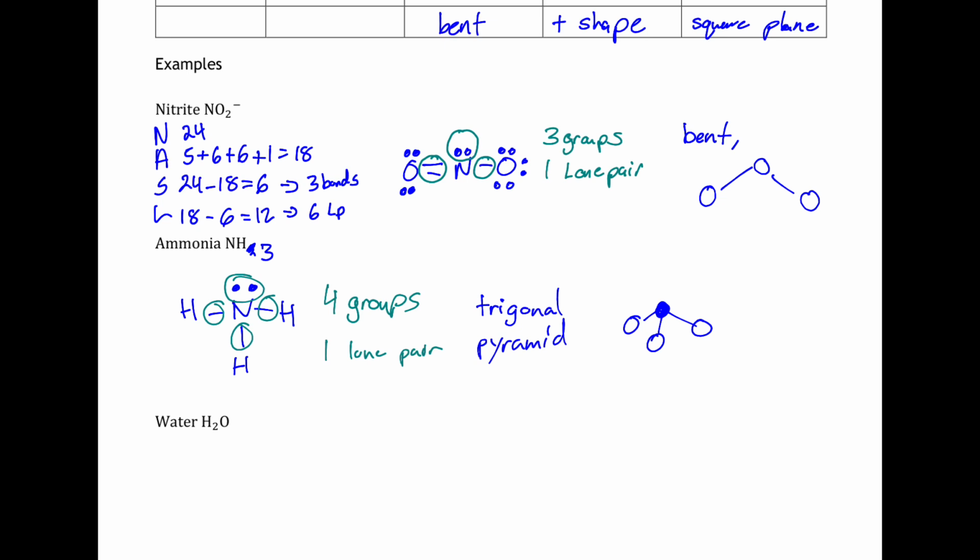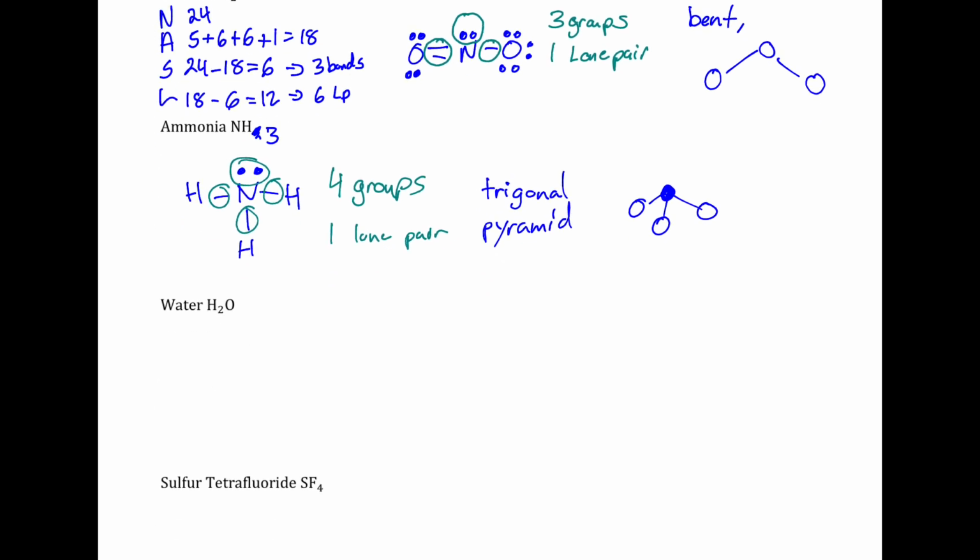We already know the answer to this one, right? What shape is water? Water is bent. We know water's bent. I've said water is bent 100 times. This is why water is bent. So we're going to draw the Lewis diagram of water, right?